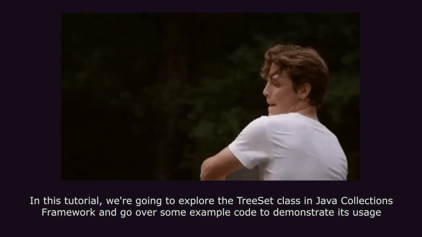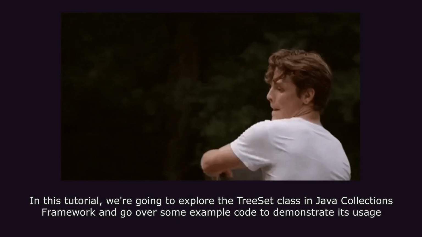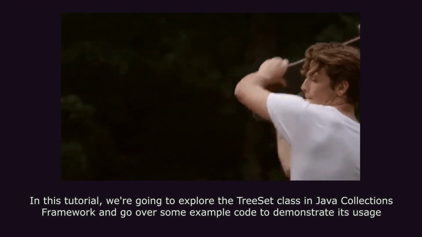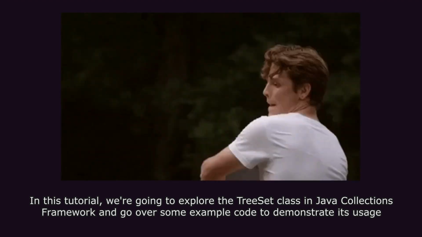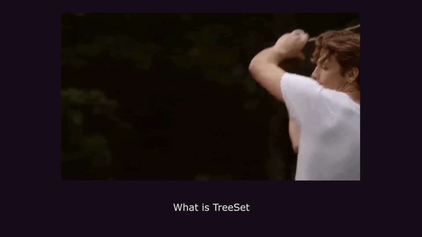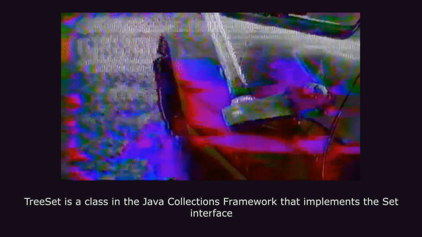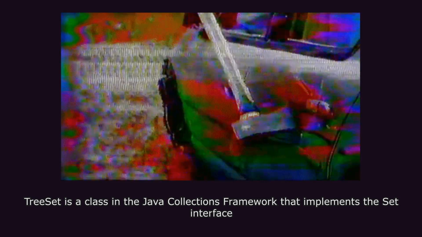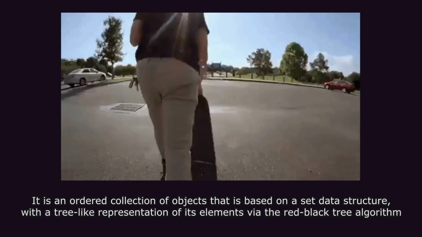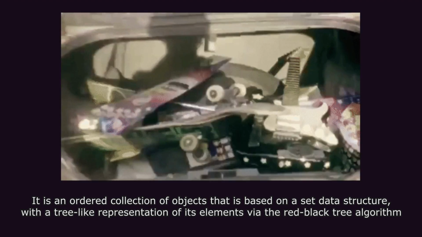In this tutorial, we're going to explore the TreeSet class in the Java Collections Framework and go over some example code to demonstrate its usage. So let's dive right in. What is TreeSet? TreeSet is a class in the Java Collections Framework that implements the Set interface. It is an ordered collection of objects that is based on a set data structure.